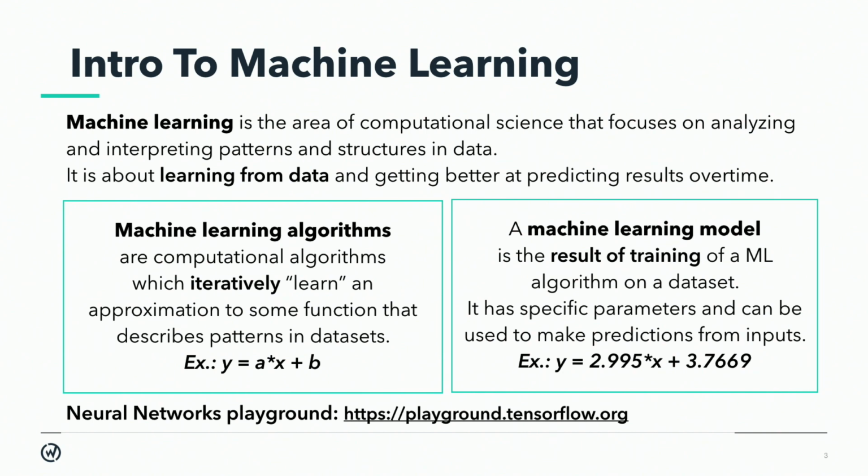It is the area of computational science that focuses on analyzing and interpreting patterns and structures in data. So it's about finding patterns in data and getting better at predicting results over time. And usually you hear 2 terms, machine learning algorithm and machine learning model. What is the difference between those 2 things? You can think of a machine learning algorithm as a generalized correlation between inputs and outputs, whereas a machine learning model is the result of training the algorithm on a specific data set. So it has specific parameters for a correlation.